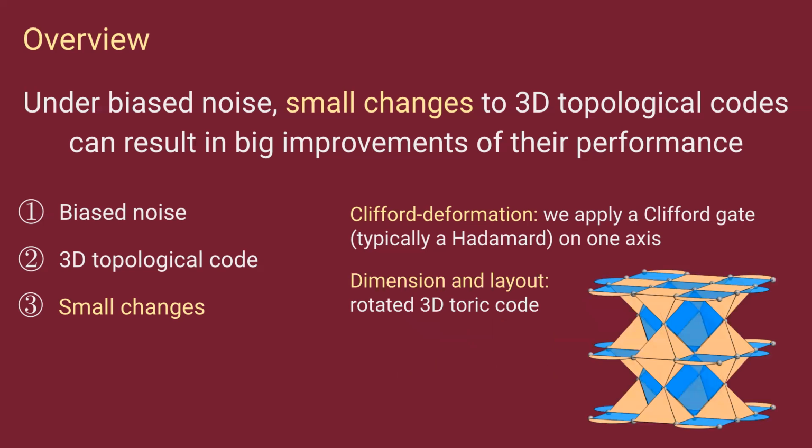Then we not only consider the type of deformations, but also the dimensions and the layout of the codes. We introduce the notion of a rotated 3D code, and we show that by deforming that one, we get some nice properties.